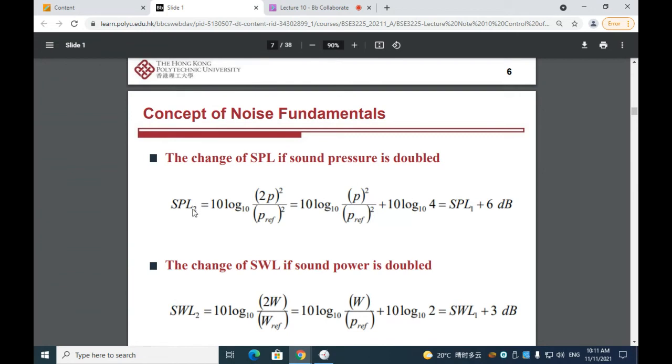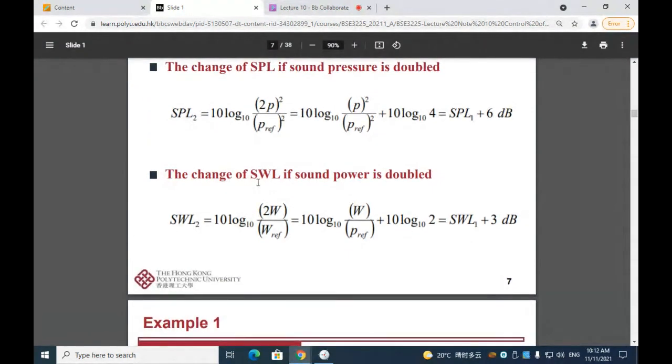So that means SPL1 plus 6 equals SPL2, and the sound pressure corresponding to SPL2 is 2 times the sound pressure corresponding to SPL1. So if the sound pressure is doubled, the change of sound pressure level is 6 dB.